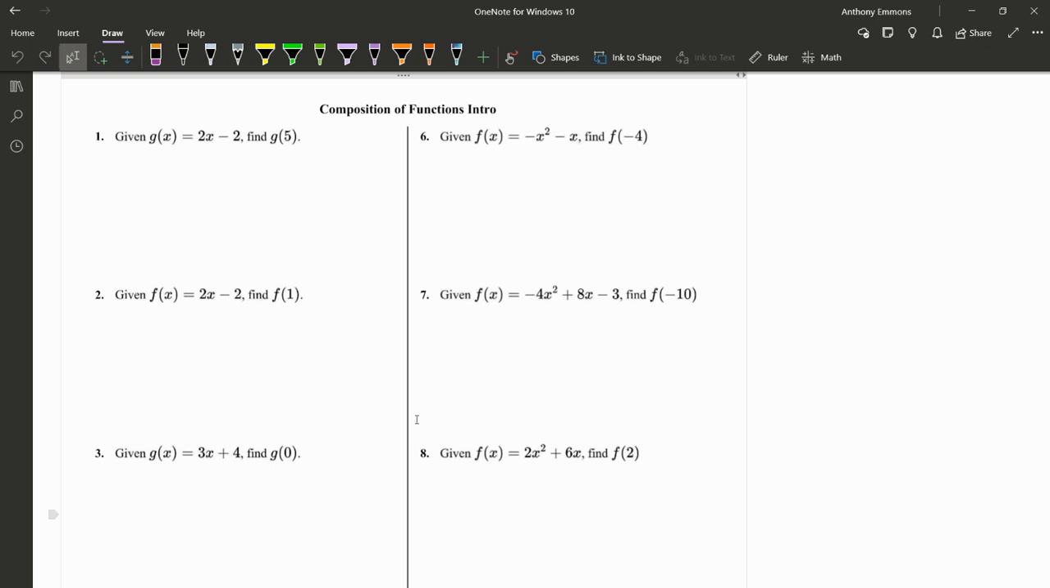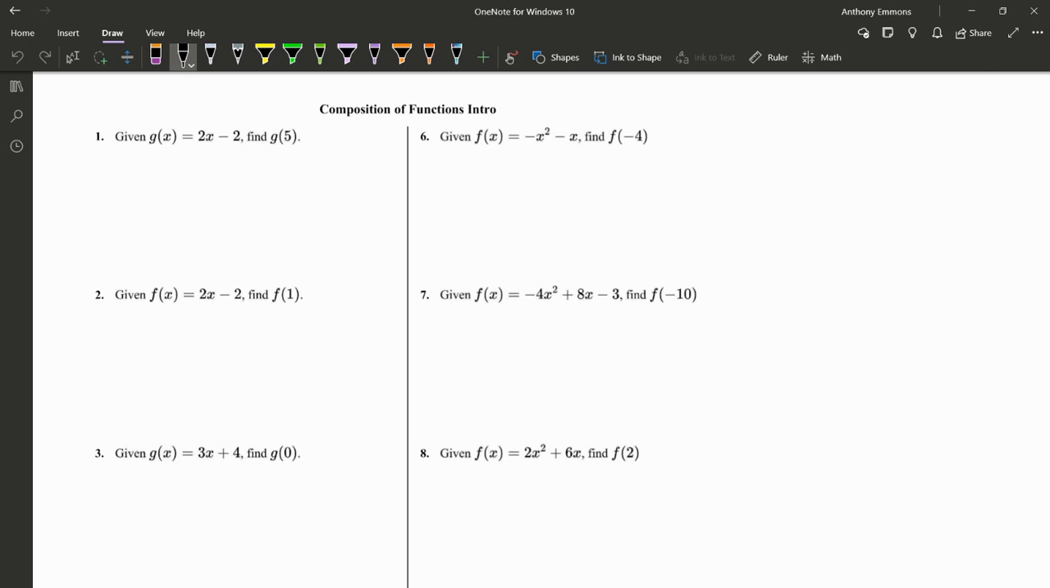Just trying to give you a quick video overview of the Delta Math assignment that we have for today, focused on this skill of composition of functions. This is meant to be a review of some earlier algebra skills prior to more complicated composition problems where we aren't substituting a numerical value and getting a numerical value out, but rather substituting expressions and getting expressions out. So this is meant to be an introduction and review of earlier skills.